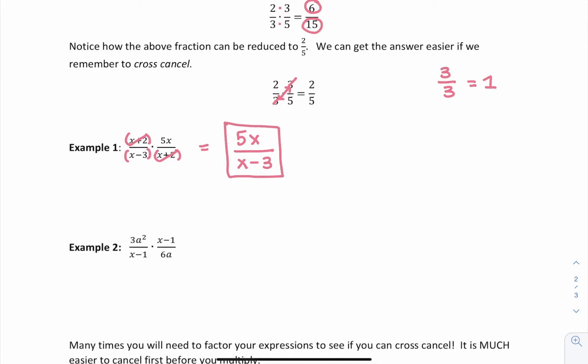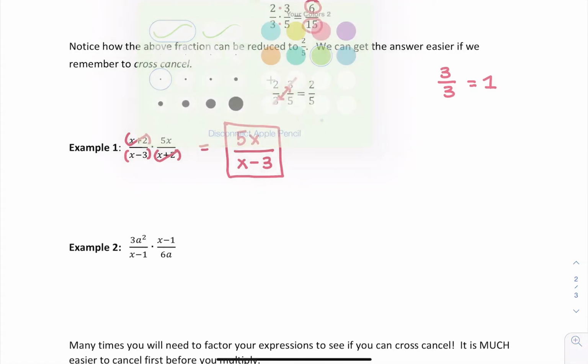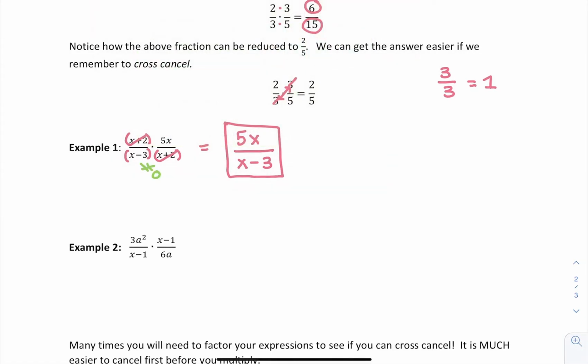The last thing I have to remember to do is state values that have to be excluded. A value has to be excluded if the denominator is 0. So the denominator cannot be 0, which means x minus 3 can't be 0, as well as that x plus 2 that I canceled. So I have to remember to look back at things I canceled out because those can't be 0 either. So the x plus 2 in the denominator also can't be 0. So my excluded values then are x can't be 3 and x can't be negative 2.